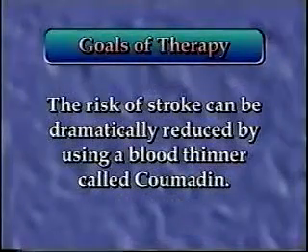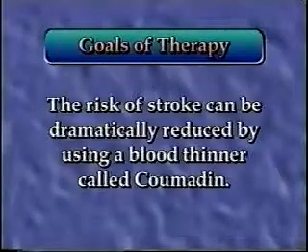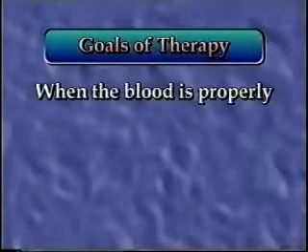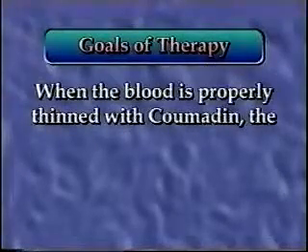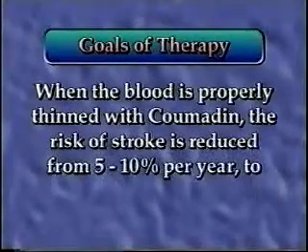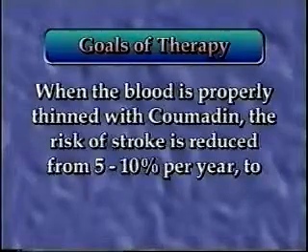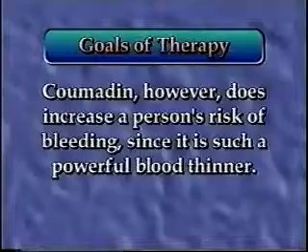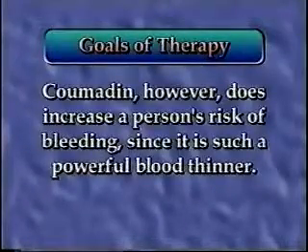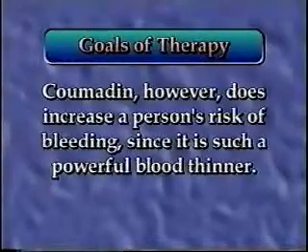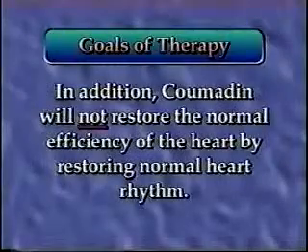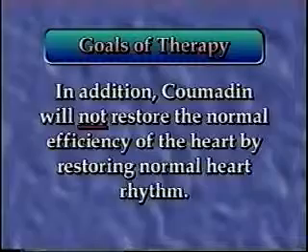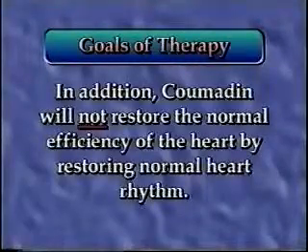The risk of stroke can be dramatically reduced by using a blood thinner called Coumadin. When the blood is properly thinned with Coumadin, the risk of stroke is reduced from 5 to 10% per year to less than 1%. Coumadin, however, does increase a person's risk of bleeding since it is such a powerful blood thinner. In addition, Coumadin will not restore the normal efficiency of the heart by restoring normal heart rhythm.